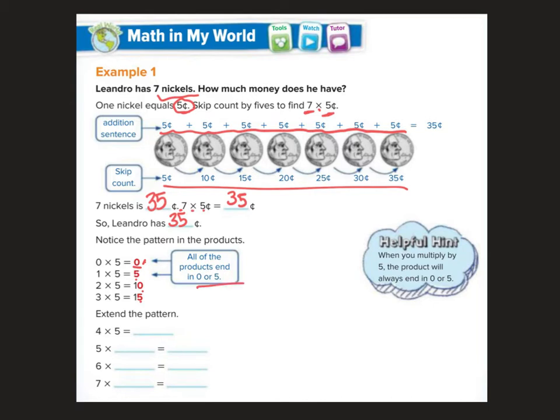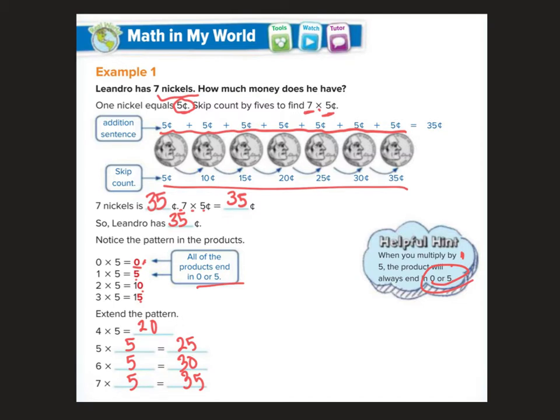So if we are going to extend the pattern, then 4 times 5 would be 20. 5 times 5 is 25. 6 times 5 is 30. 7 times 5 is 35. There we go. When you multiply by 5, the product will always end in 0 or 5. And that's called a divisibility rule, right? All of our multiples of 5 end in a 0 or a 5. All of our count by numbers of 5 will end in 0 or a 5.